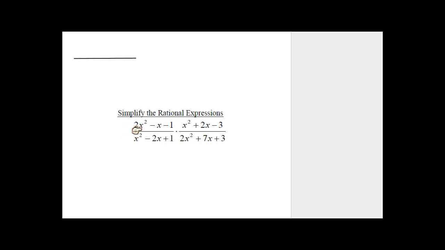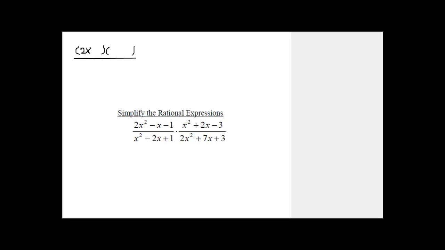Sunit, how do you factor this one? 2x to the power of 2 minus x minus 1. How do you factor that? I said the first term on both of them is 2x. 2x plus 1 times x minus 1.